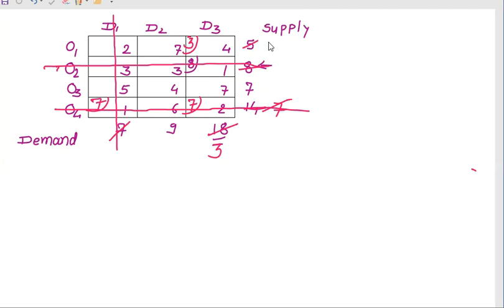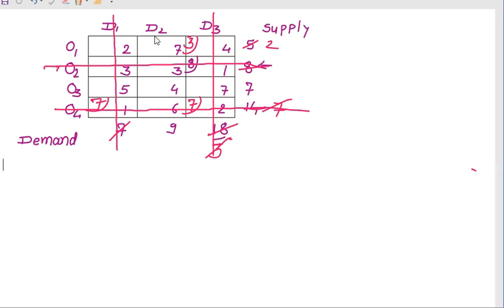3 units are transported from the first factory to the third warehouse. So 2 units left now and the requirement is satisfied. At D3, all the 18 units are transported. So we cross this column now because the requirement is satisfied. Now only 2 cells left.